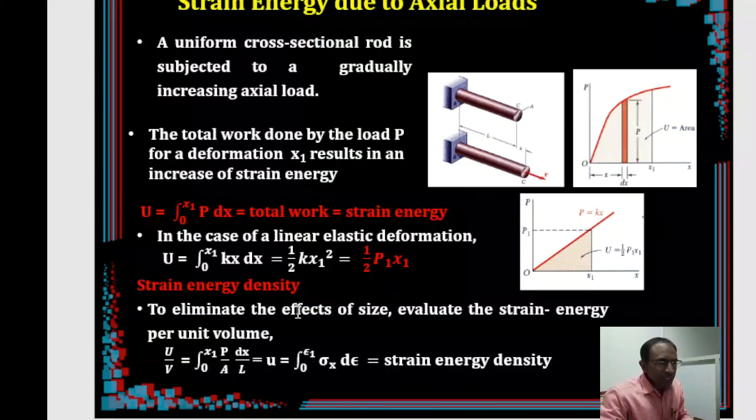So when you consider linear elastic deformation such as a spring, in that case the load becomes stiffness times the deformation, so the energy becomes half kx square, or half k x1 square if the deformation is x1. If kx can be replaced by the load, or force, then we get half p1 x1. This is the amount of strain energy stored in the elastic body.